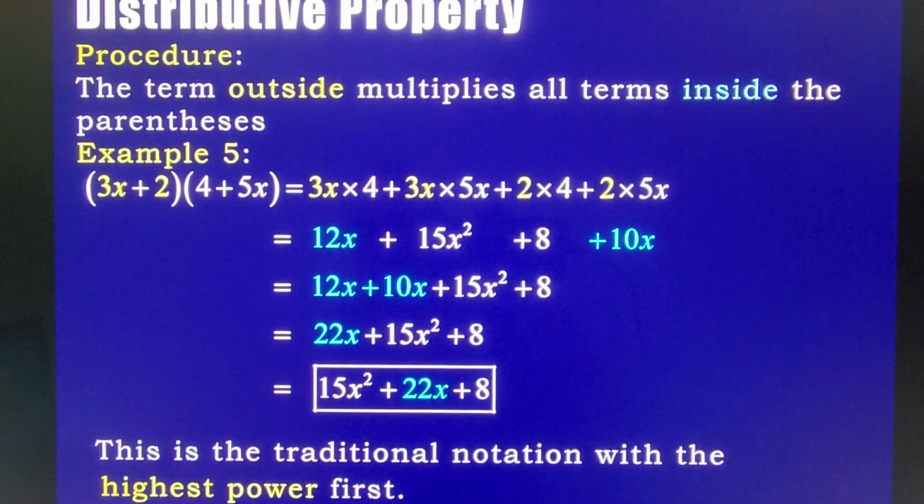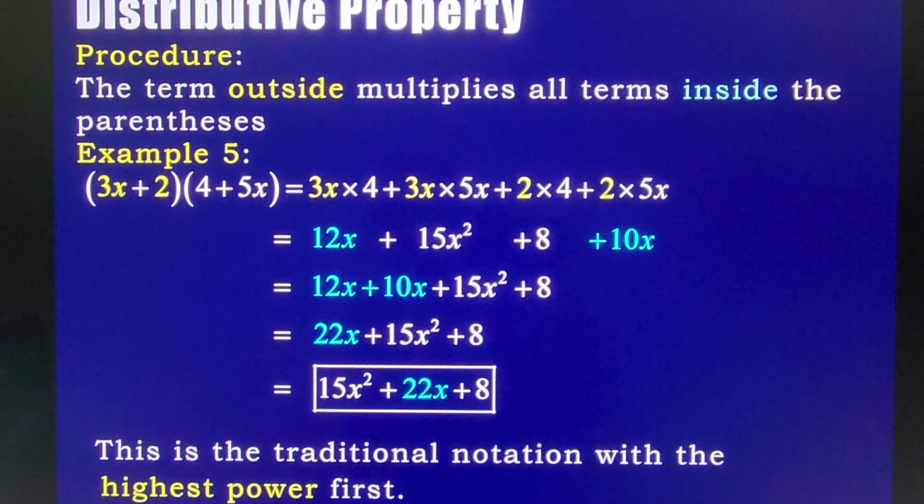It is a tradition in mathematics to write the expressions in decreasing order of exponent. The highest exponent is x squared, therefore it comes first. The second is 22x, and the last one is the constant 8. This is the traditional notation with the highest power first.